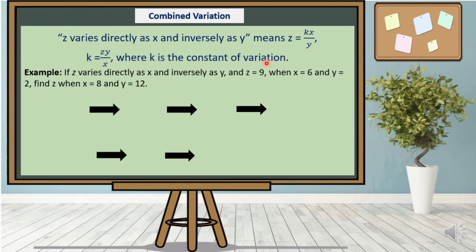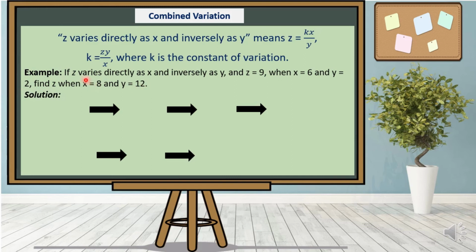For example, if z varies directly as x and inversely as y, and z is equal to 9 when x is equal to 6 and y is equal to 2, find z when x is equal to 8 and y is equal to 12. First, we are going to find the value of k.